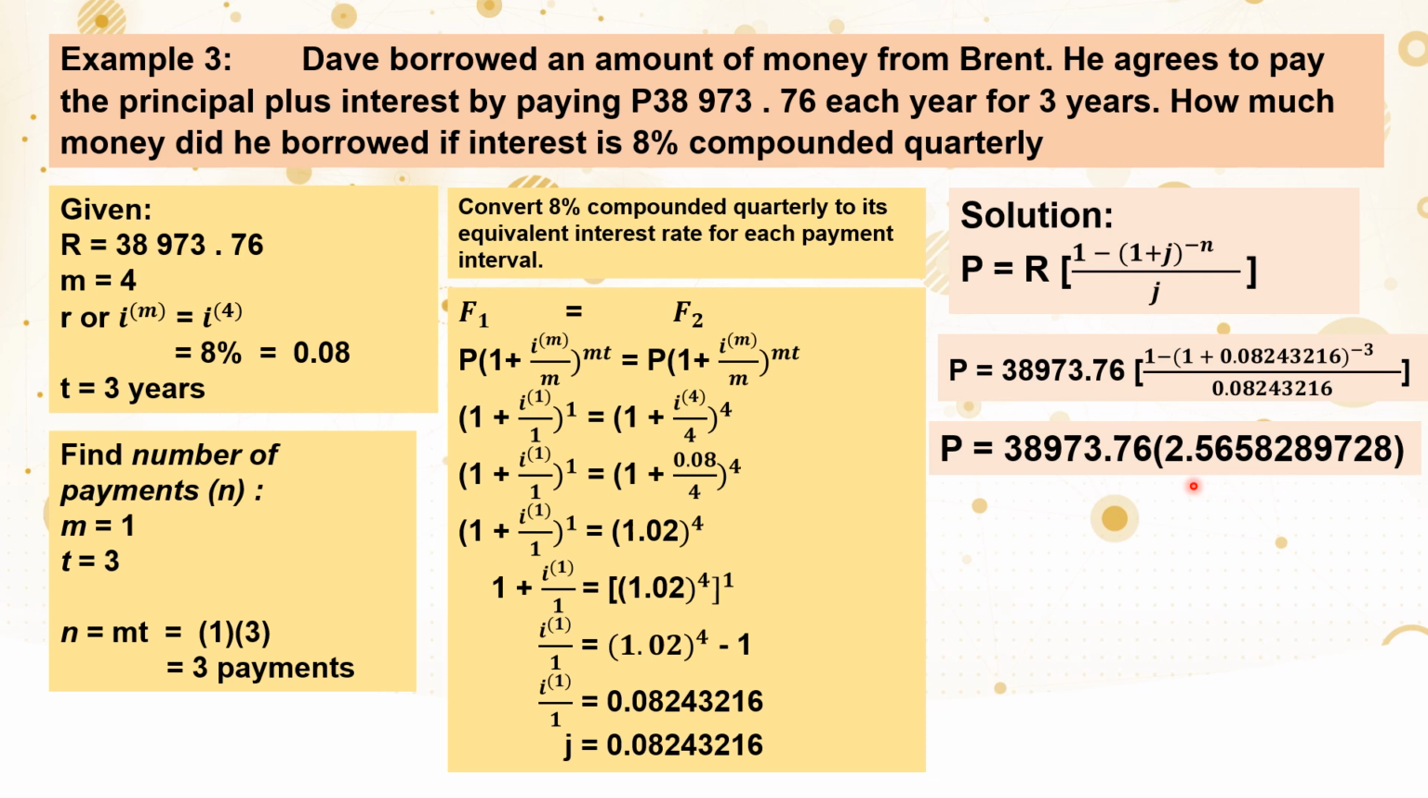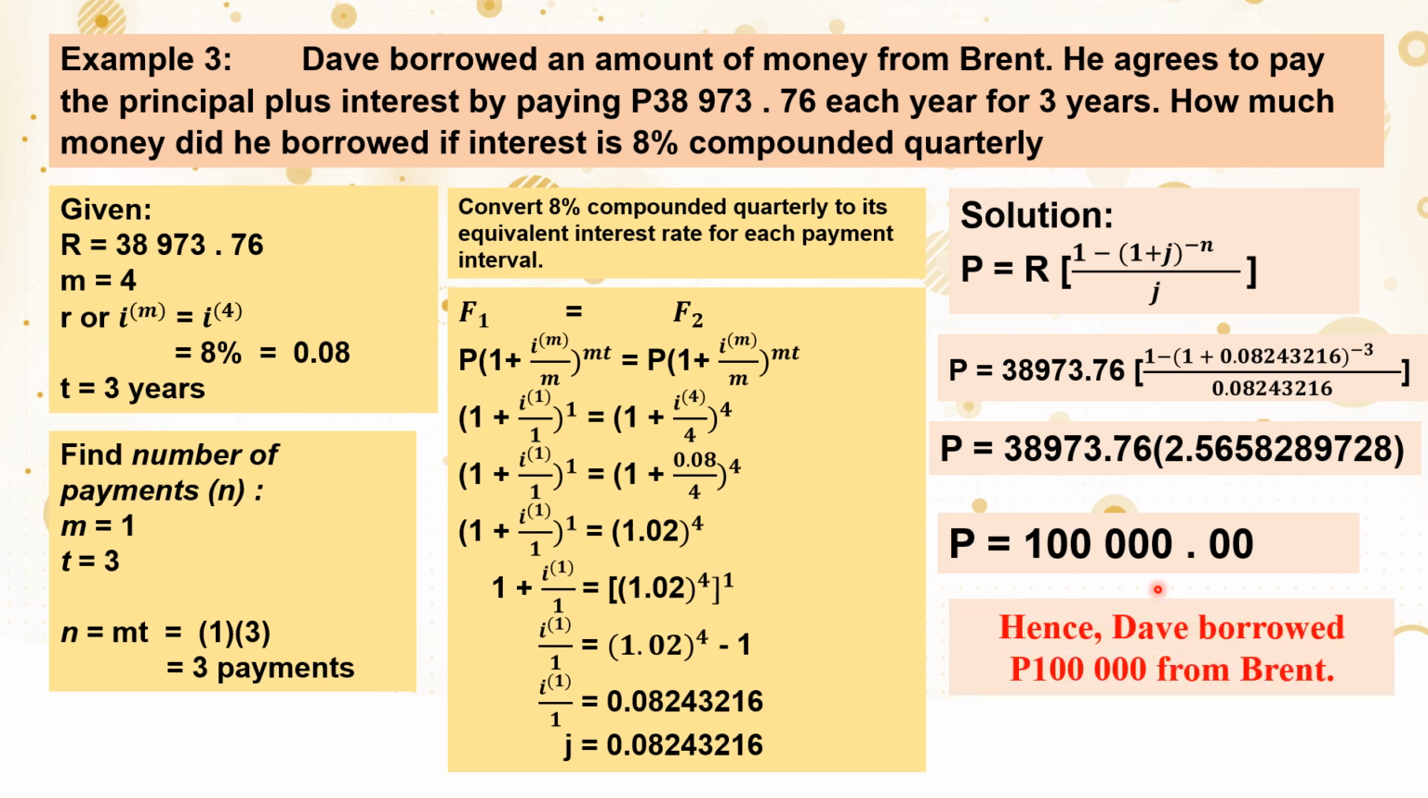2.5658289728. And multiplying this to 38,973.76 using our calculator, we will get 100,000 pesos. So our present value is 100,000 pesos. Thus, Dave borrowed 100,000 pesos from Brent.